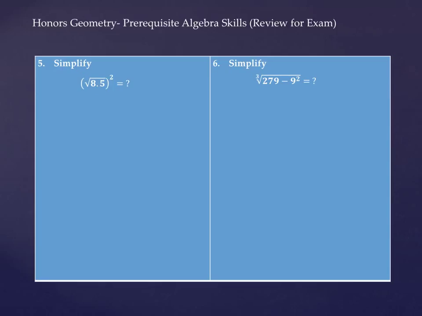Problem number 5 and problem number 6. Well, just a reminder that the square and square root are inverse operations of each other. So if I had any number, x squared, and I'm going to take the square root of it, I'm going to get back x. If I have any square root of x, or any number, and I'm going to then square it, I'm going to get back x. It's yin and yang. They undo each other. They are inverse operations of each other.